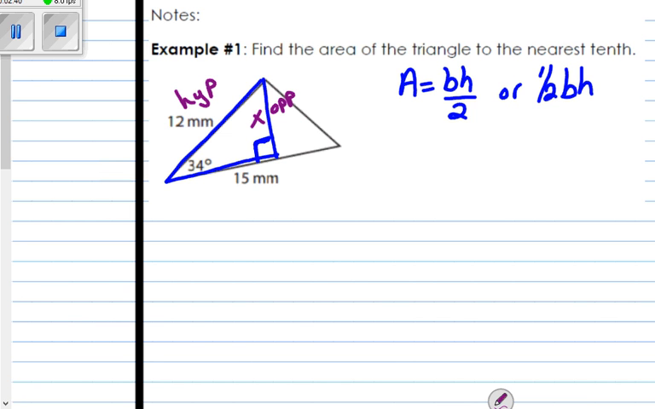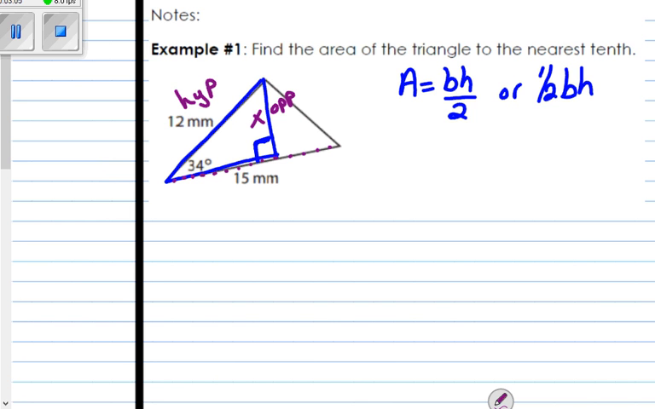Now, I can't use the side that says 15 millimeters because I know the whole thing is 15, and I drew my line from the vertex to the other side. I don't know where it's intersecting the base, so I couldn't use the adjacent side. I would have to use the hypotenuse, because that's 12, and then I'm looking for the opposite side. So, if I wanted to find the height of the triangle, I would use sine to do that.